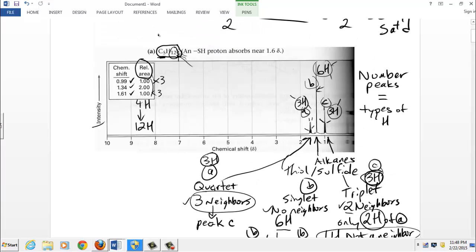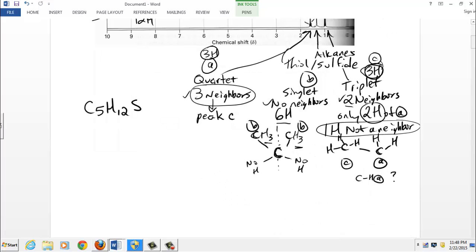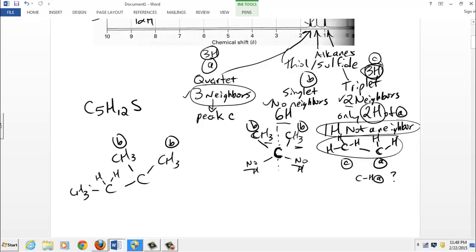The chemical formula is C5H12S. So I've used up all my carbons. Let's take this carbon right here, attach those 2 methyl groups. Those are peak B. Can't have any H's on this side or that side. Well, that's okay. That's an ethyl group. Let's put an ethyl group on one side. And this methyl group at the end was peak C. This carbon with 2 hydrogens is peak A.